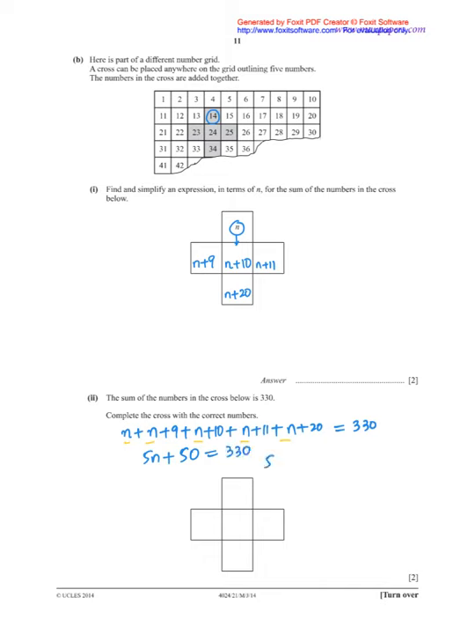You can solve it. 5n equals 330 minus 50. 5n equals 280, and 280 divided by 5, so n is equal to 56. So if you need to complete the cross here, if n is 56, that will be 66, that will be 76, it will be 65 and it will be 67. So that is your answer.